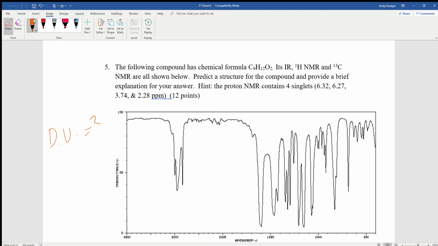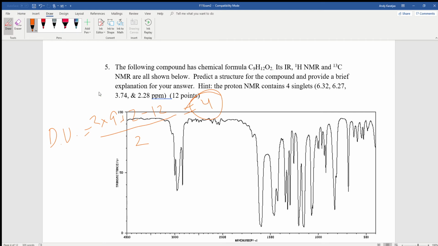And that's 2 times the number of carbons plus 2 minus the number of hydrogens. Oxygen doesn't factor in, so we can ignore the rest of the formula, all divided by 2. And so we get degrees of unsaturation of 4. So we know now that we have, in some combination, 4 pi bonds and/or rings.